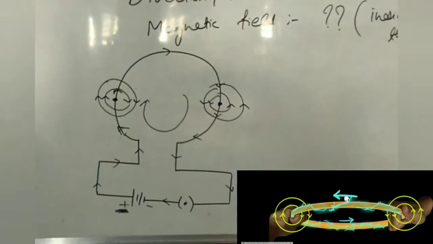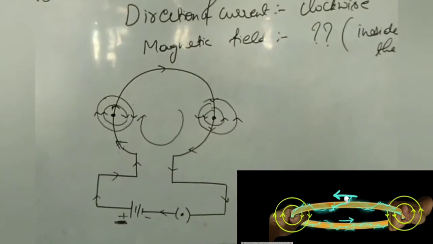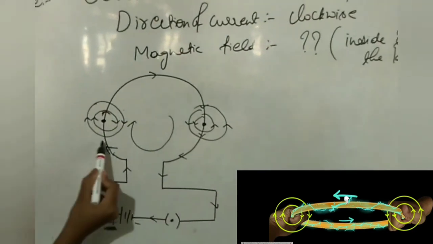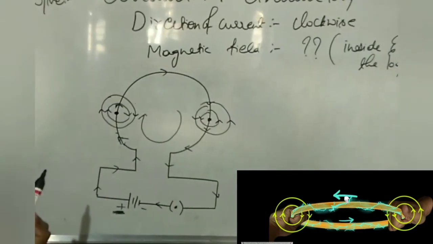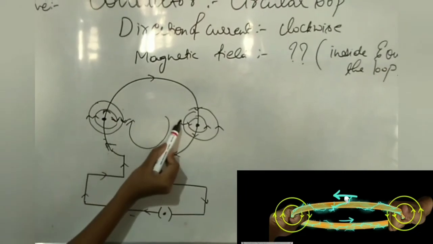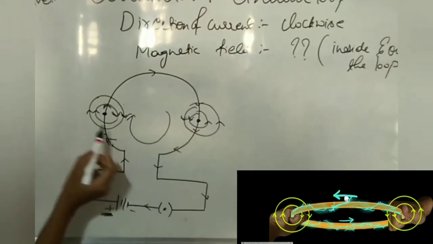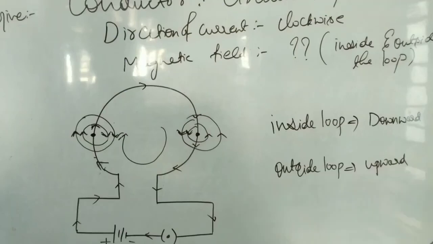Now this is our circuit diagram and magnetic field lines. Now what is the question? Inside and outside the loop, magnetic field. So this is inside the loop. Observe the direction. Inside the loop, we can say there are downward field lines. Observe this arrow mark. Now on both sides we have downward field lines. And what happens outside? Outside we have upward field lines. So this is the answer. Draw this diagram and later write down the magnetic field. Inside the loop it is downwards and outside the loop it is upwards.